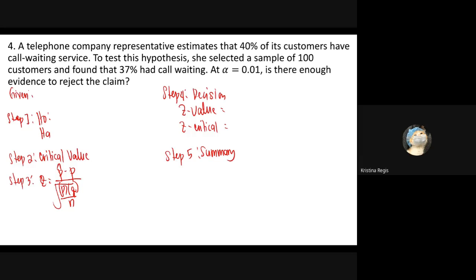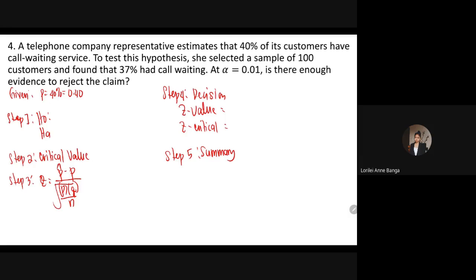Okay, step 1. Step 2, sagot. Step 3. So while waiting for Christina to type her answer, is someone raising a hand? Sige, Lorelei Banga. Yung given po na population proportion po, 40%. That's correct.